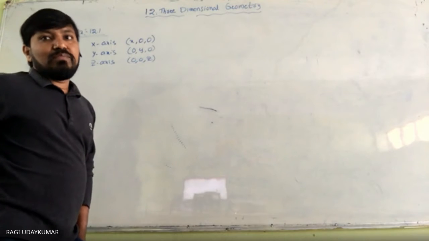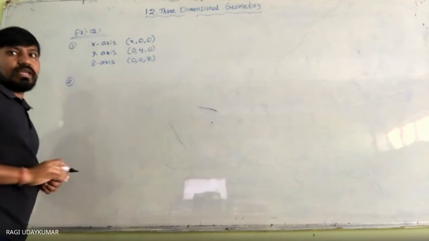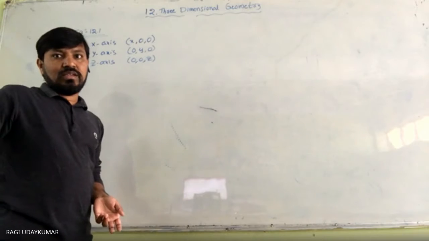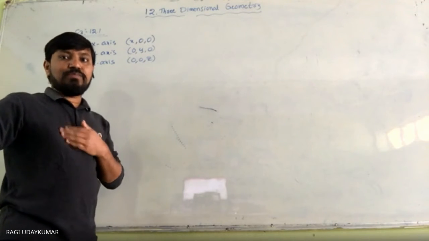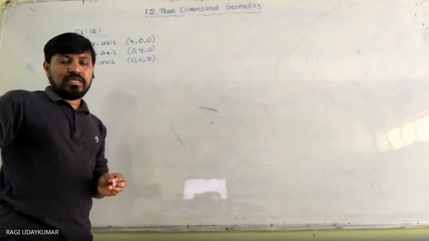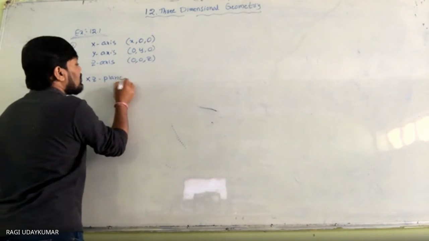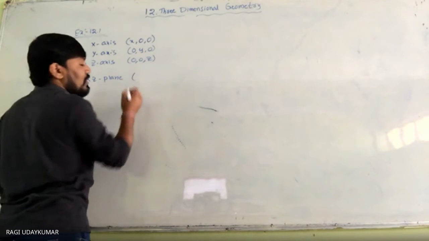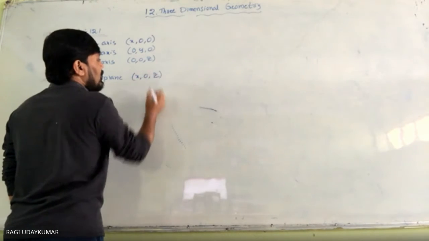Next, the second question: if you take a point on the xz plane, what can you say about the y coordinate? The y coordinate will be 0 in the xz plane. For a point in the xz plane, the y coordinate is 0, so the general form is x comma 0 comma z, where x and z can be anything.